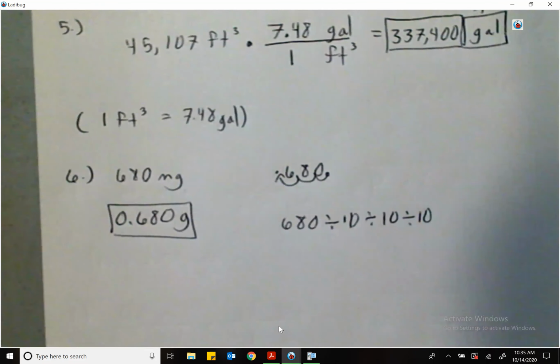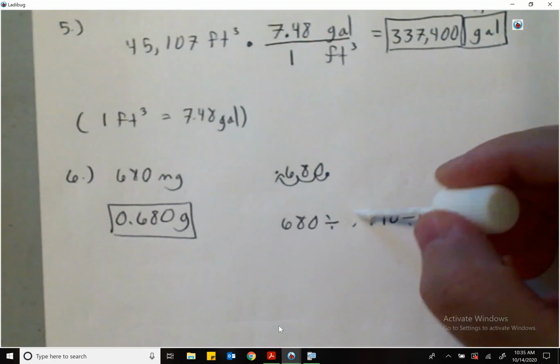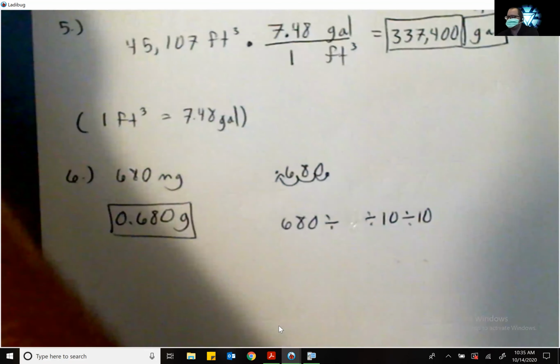Question, will MathLab mark it as wrong if I do it as 0.680 instead of 0.68? It shouldn't. It should not.